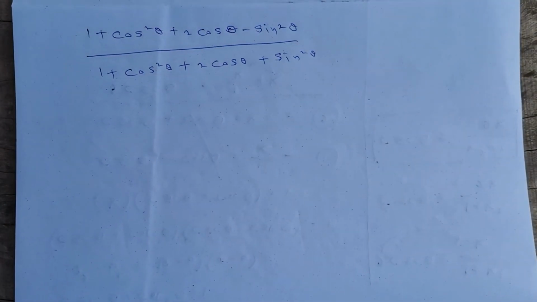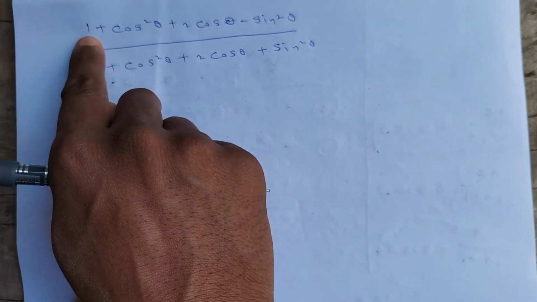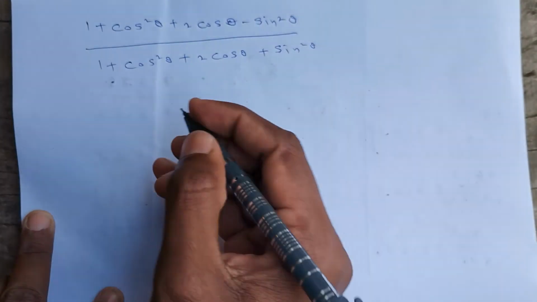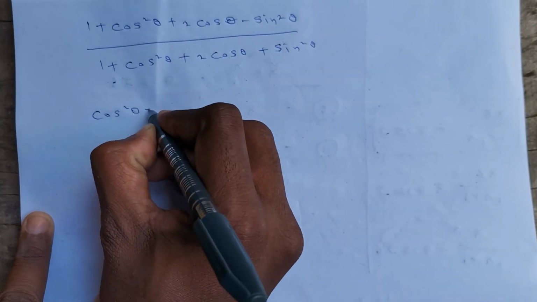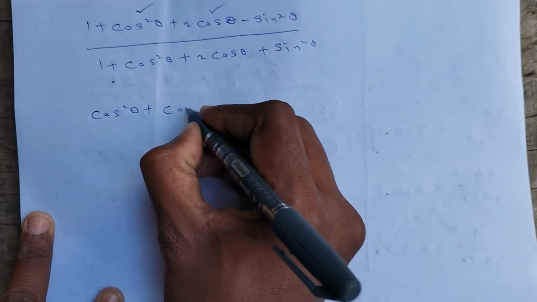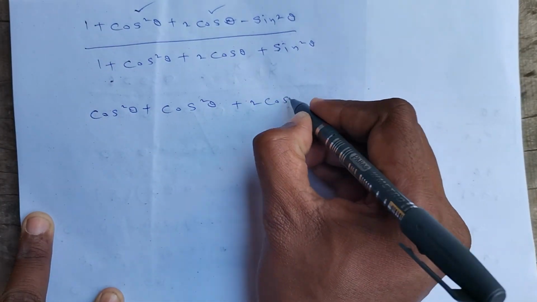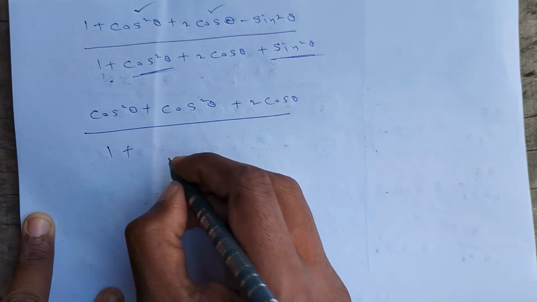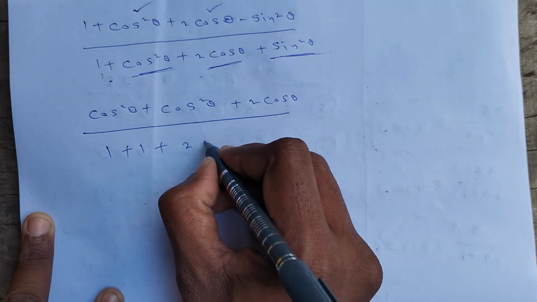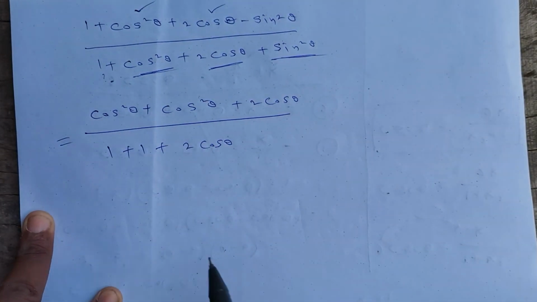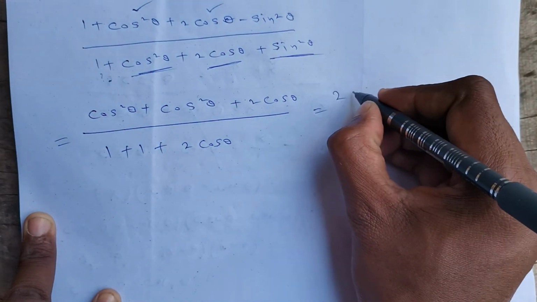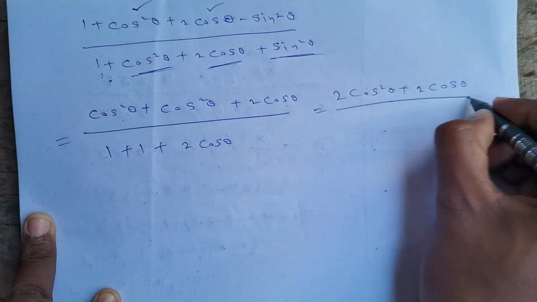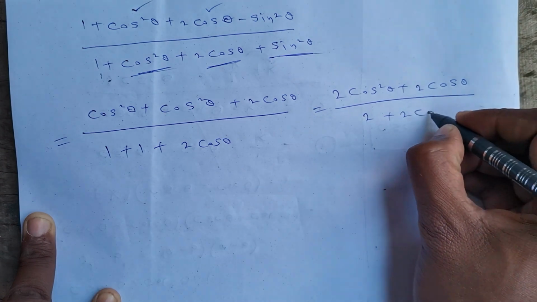Okay, now if we observe, 1 minus sin square theta is cos square theta. So cos square theta plus the remaining two terms, cos square theta plus 2 cos theta, whole divided by 1 as it is, plus cos square theta plus sin square theta, which is 1, plus the third term as it is, 2 cos theta. Now in the numerator, cos square theta plus cos square theta is 2 cos square theta, plus the third term 2 cos theta, whole divided by 1 plus 1, which is 2, plus 2 cos theta.